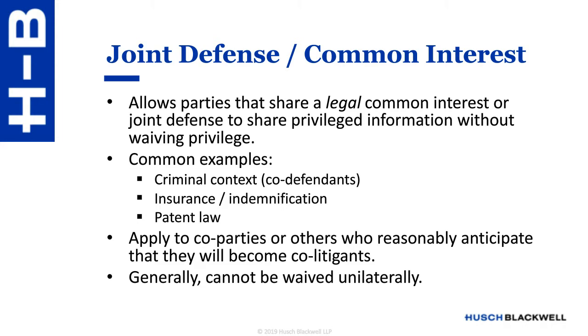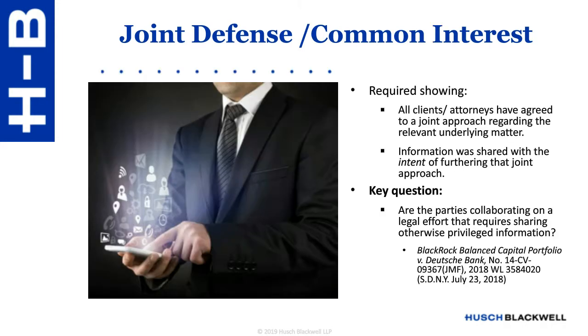But just as it cannot be waived unilaterally, the common interest privilege also cannot be created unilaterally. You cannot simply share privileged information with a third party and then later claim it's privileged because you think you share a common interest with that party. All of the parties have to agree to the joint approach, ideally before you share any information, and then the information that is shared between the parties has to be intended to further the joint interest that they're collaborating on.